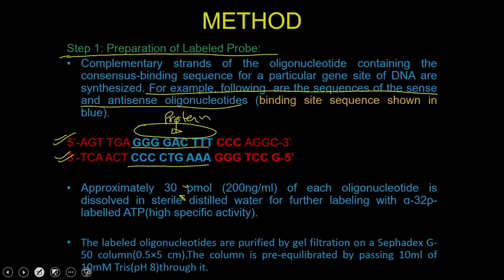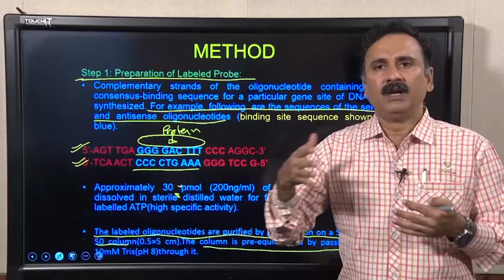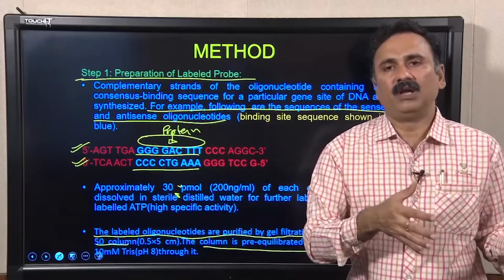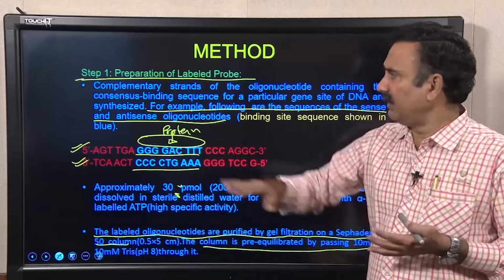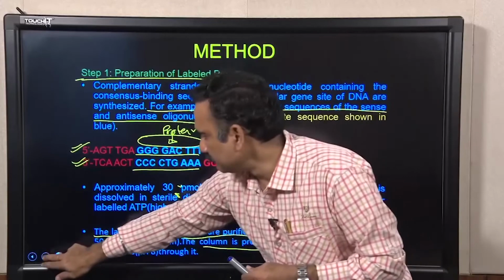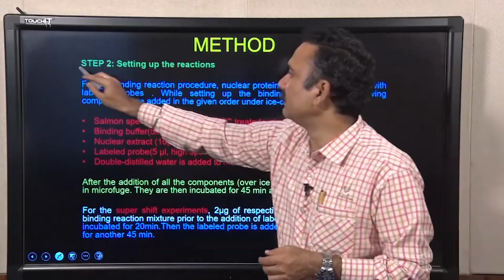Then you have to do the several steps of the labeling reaction, and then ultimately you have to purify the labeled nucleotide by gel filtration using G50 columns, and this column is pre-equilibrated with the buffers, so that you will be able to remove the excess radioactivity from the radio labeled nucleotides. So, once your labeled probe is ready, then you go to step 2. In step 2 you have to set up the reactions.